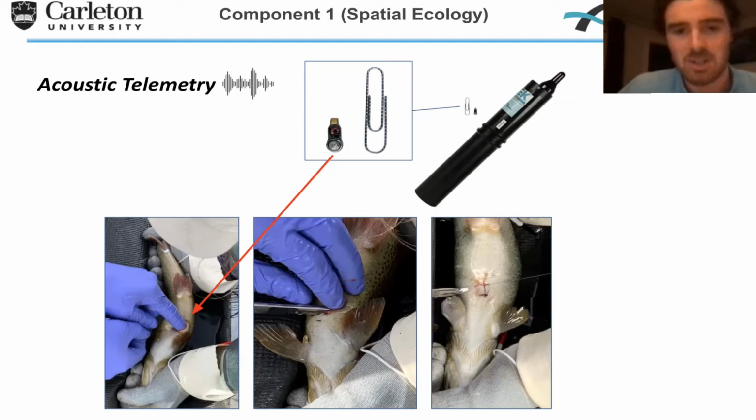So I've included some pictures. The little object you see next to the paperclip is actually an acoustic transmitter.